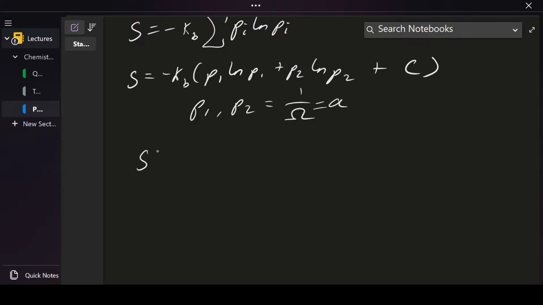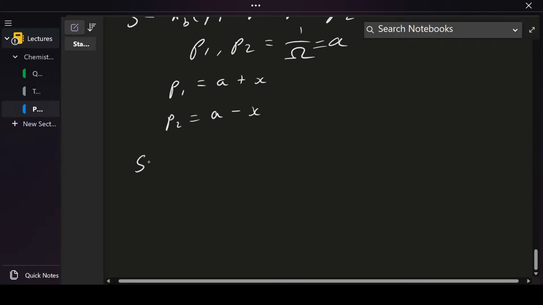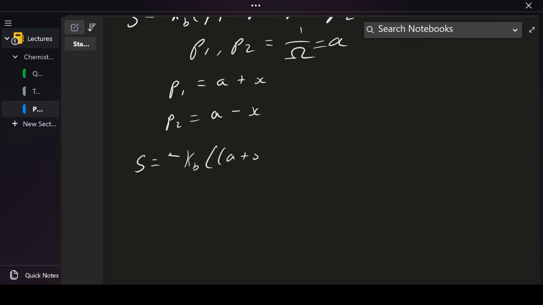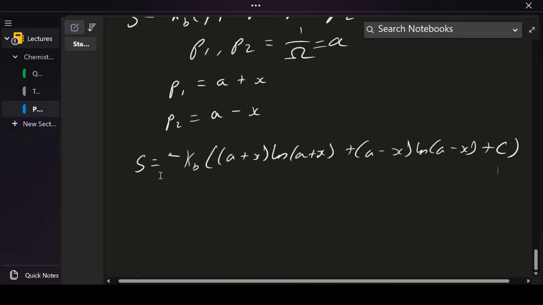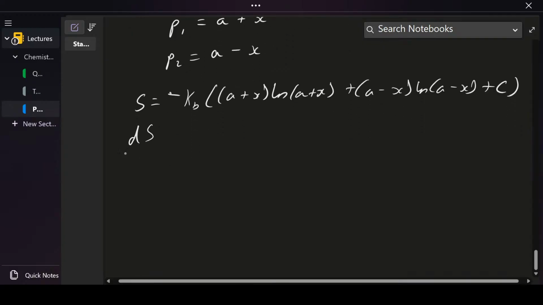so if I say that P1 is now equal to A plus some perturbation x, and then P2, to keep the total probability equal to 1, is now going to be A minus x, then S is going to be negative kB times (A plus x) ln(A plus x) plus (A minus x) ln(A minus x) plus C. And now I want to show that x being 0 is a maximum, and so I'm going to take the derivative of this with respect to x.